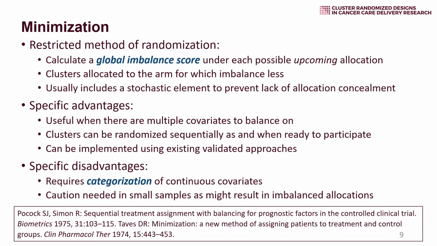Specific advantages: it's useful when there's lots of covariates to balance on. Clusters can importantly be randomized sequentially as and when they are ready to participate. And it can also be implemented using existing validated approaches for patient randomized designs. There are some disadvantages. It requires categorization of continuous covariates, as does the stratification. And again, caution is needed in small samples as this might result in imbalanced allocation, as in stratified randomization.